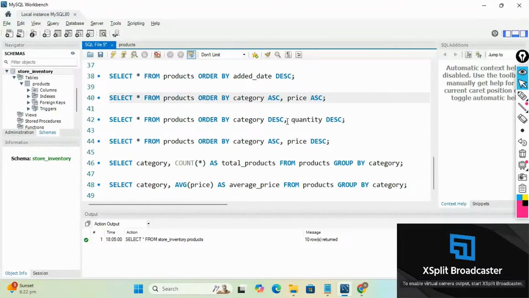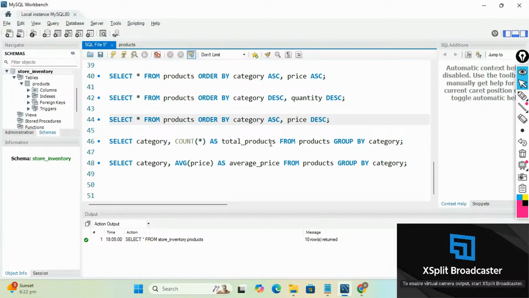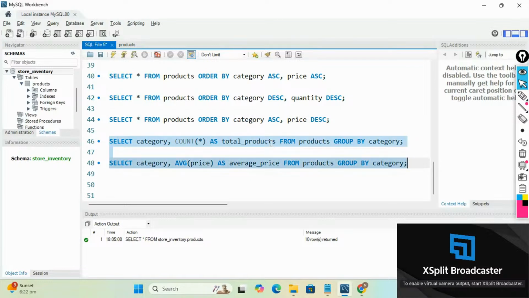Clear. Then descending order, you can also change the order. You can use ascending order for one column and descending order for the other column. You can inverse it. Everything can be done. So till here we are clear till this part.